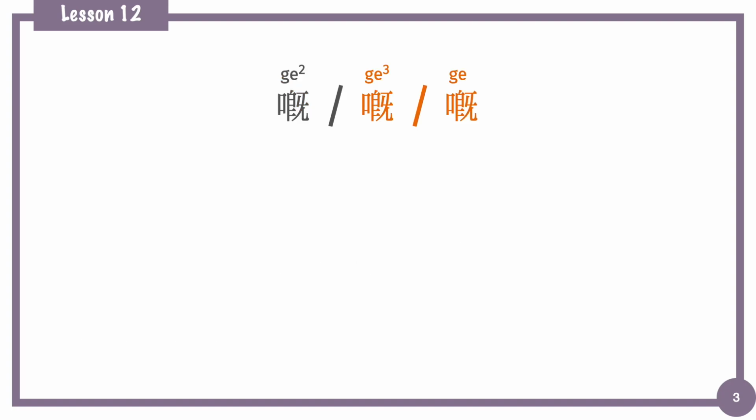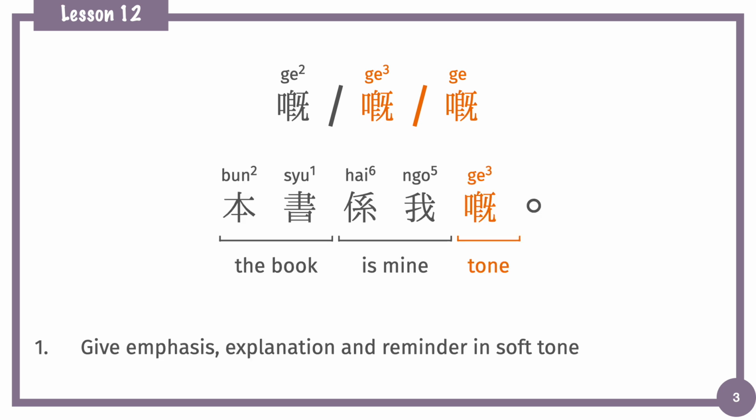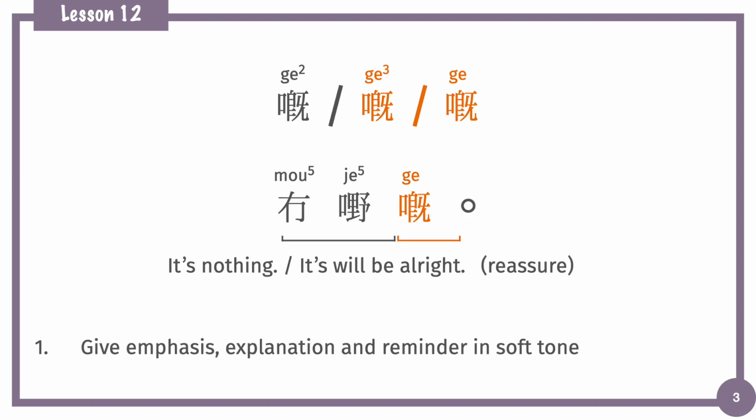Then let's take a look at the third tone, 嘅, the neutral tone. It is always used to give emphasis or explanation in a soft tone, such as 本書係我嘅. 本書 is the book, 係我嘅 is mine. So 本書係我嘅, the book is mine, emphasizes the owner of the book, but in a soft tone, in a polite way. Or like 冇嘢嘅, 冇嘢 means nothing. 冇嘢嘅 is when you try to comfort someone and say, okay, it will be alright, it's nothing.